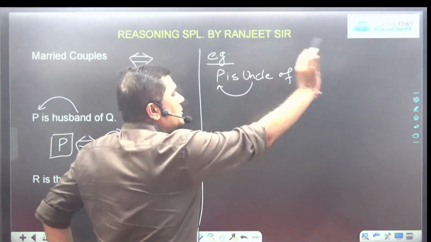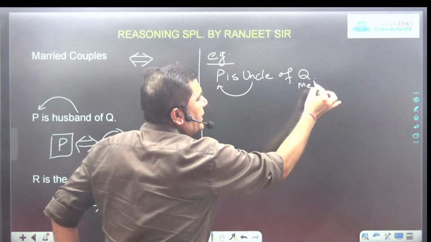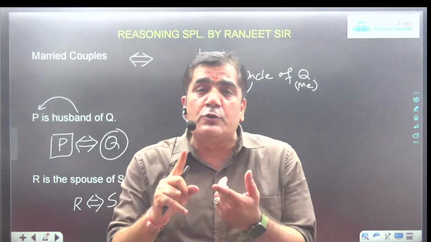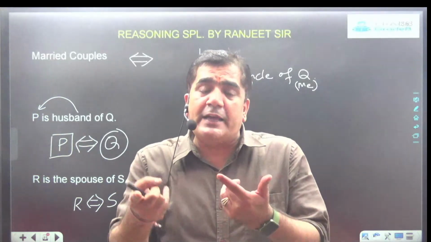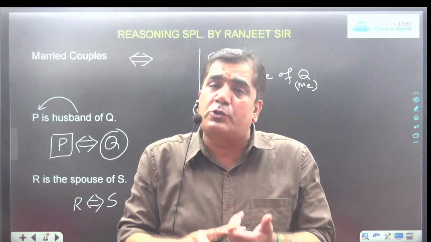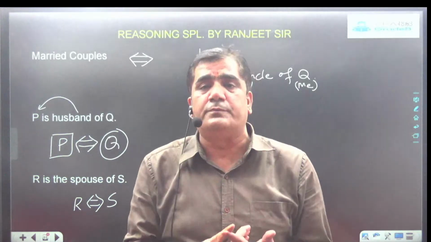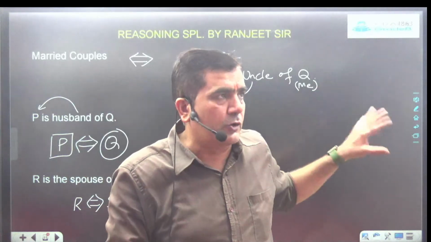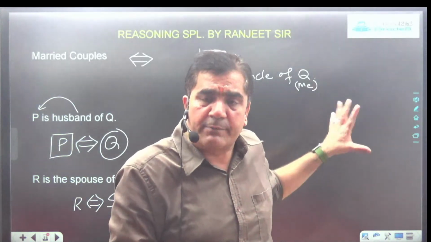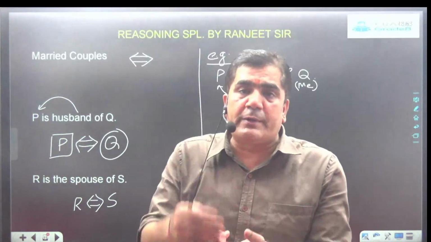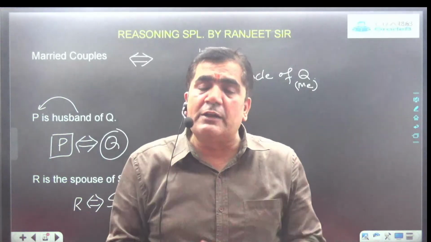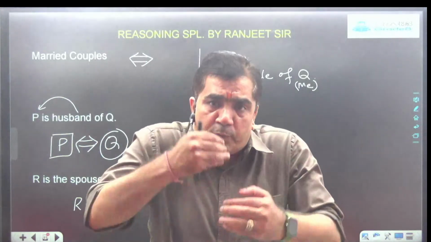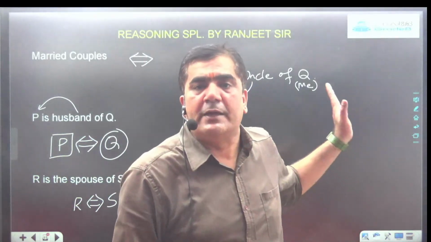Since P is the uncle, I will assume myself as Q. Assuming myself to be Q never means Q will be male. You will simply assume yourself to be Q, but you should not assume the gender of Q. Clear, my dear? In order to draw the family tree of this statement, I am simply assuming Q to be myself. Myself never means that I am male. Only to plot it, I am assuming myself to be Q.